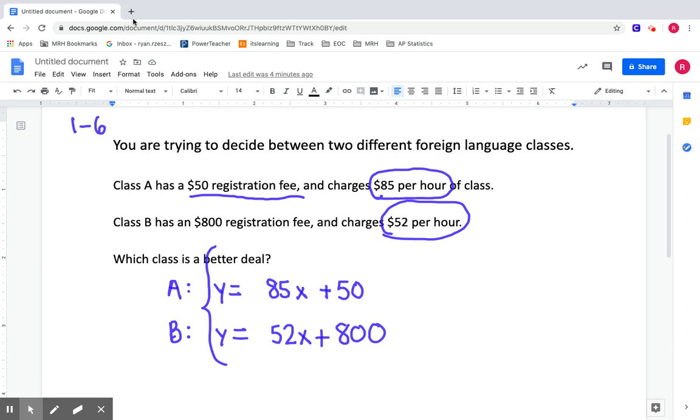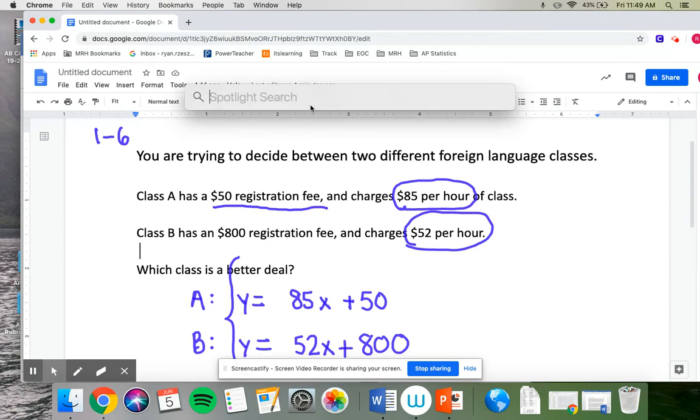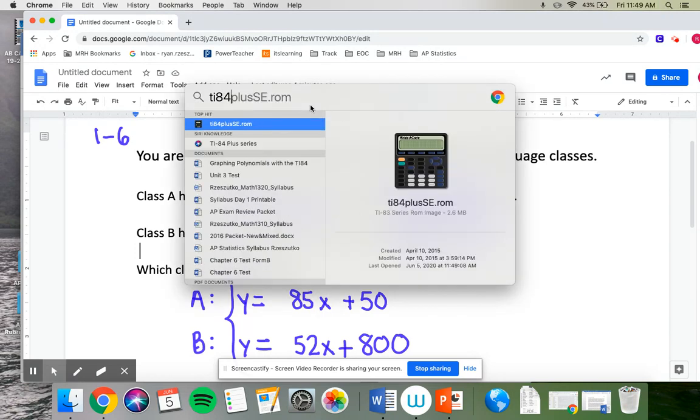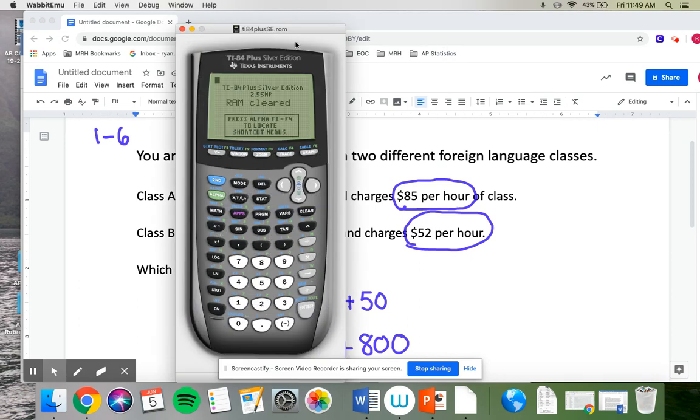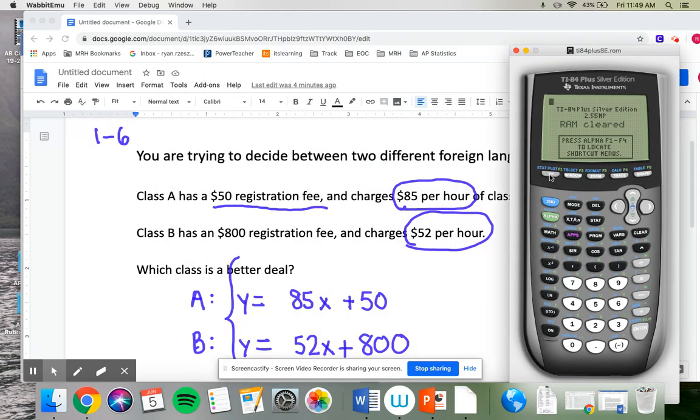If I can make my calculator pop up here. All right, so I'm going to pull up my calculator here and show you guys how you would go about graphing these two equations. So the graphing menu on our calculator we've talked about before is up here in the y equals button. So I'm going to hit that, and I'm going to type my two equations in y1 and y2 of my calculator, so that way I can see them both at the same time.